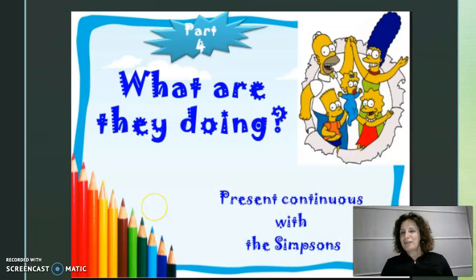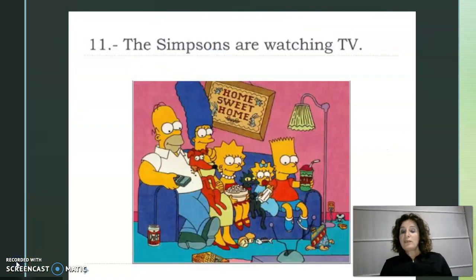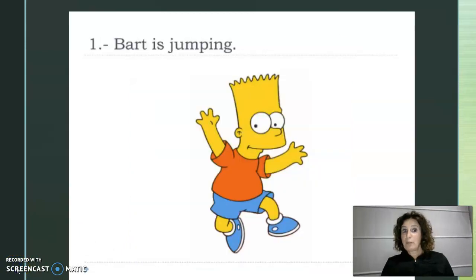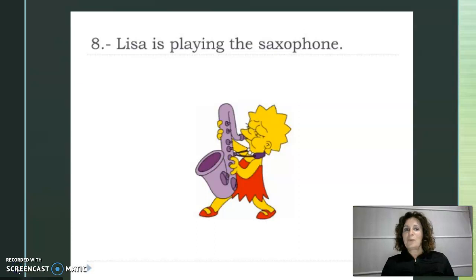Now let's have a bit of fun with the Simpsons. What are they doing? Present continuous with the Simpsons. What are the Simpsons doing in this picture? Well, they are watching TV all together. What is Bart doing right now? Bart is jumping at the moment. And what about Lisa? What is Lisa doing? Lisa is playing the saxophone.